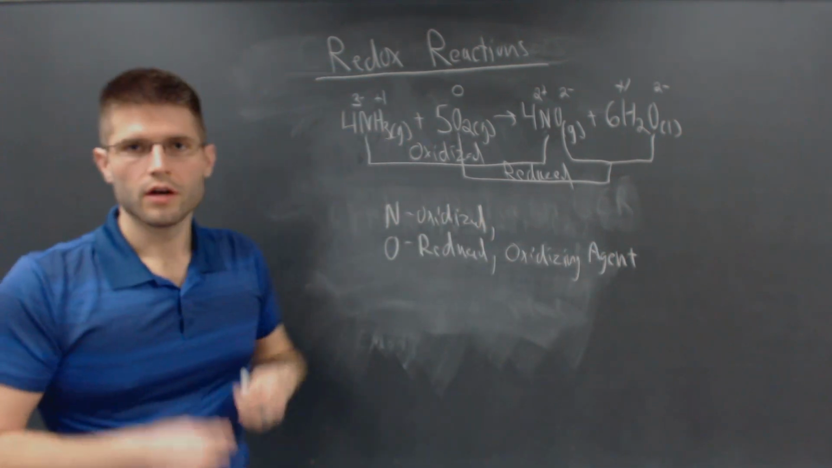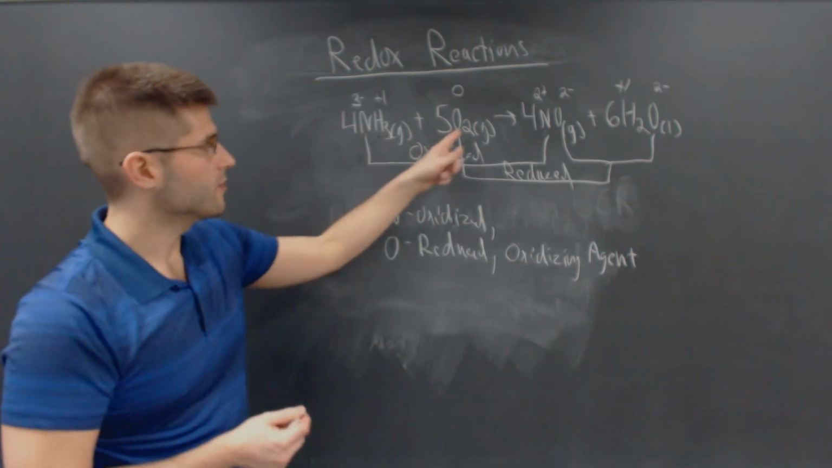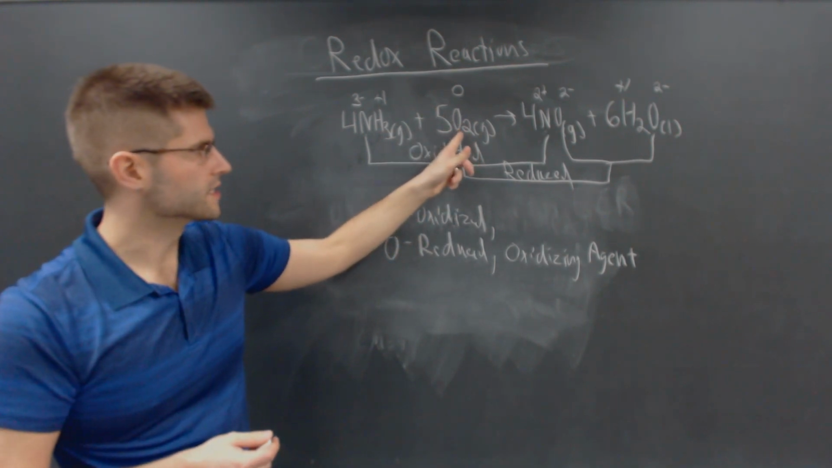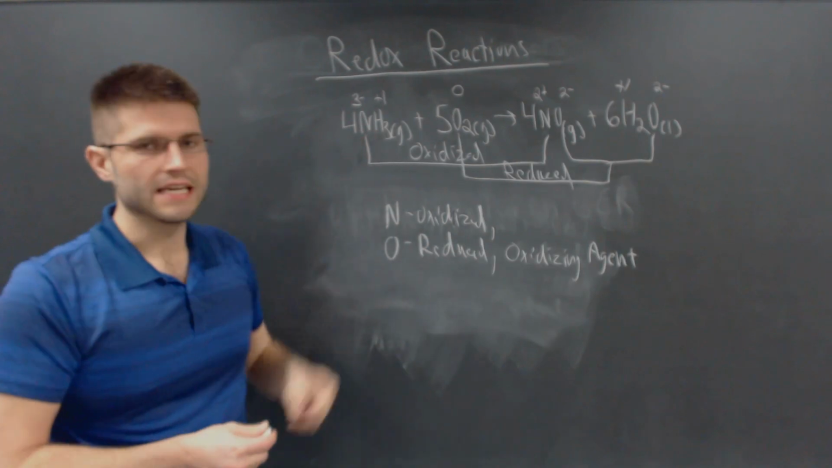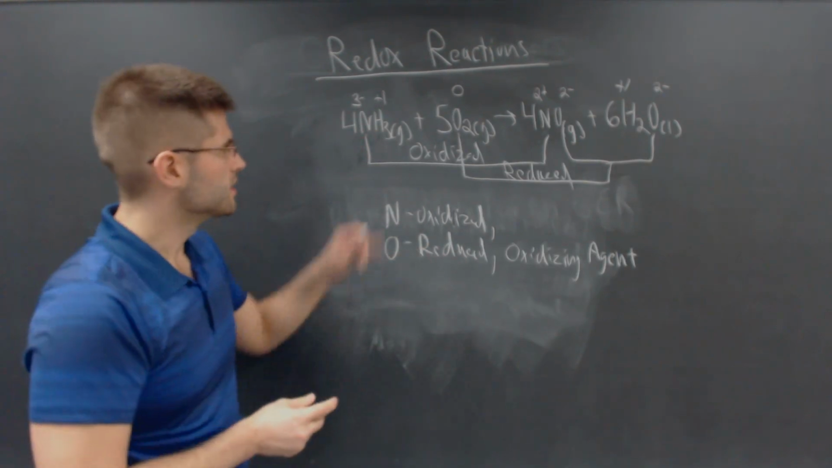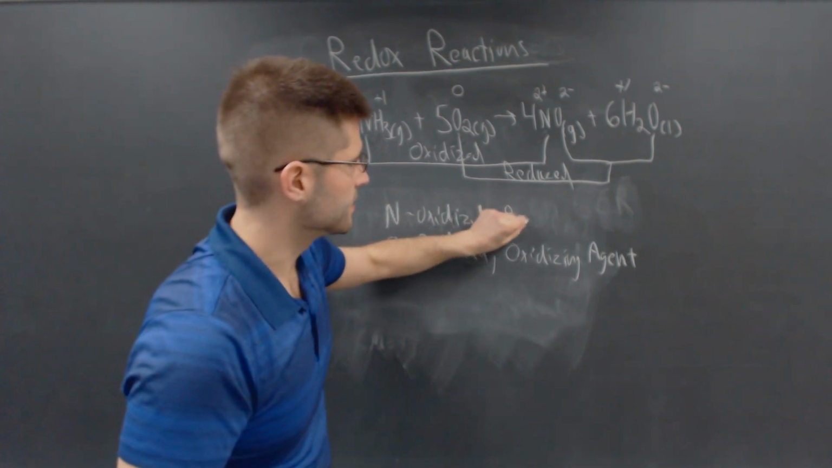Now nitrogen gave up its electrons, allowing oxygen to get a negative oxidation number. What that means is it was the one allowing the oxygen to be reduced, so it is called your reducing agent.